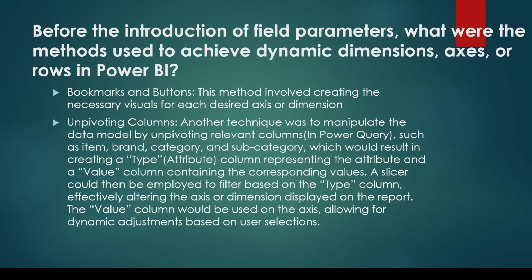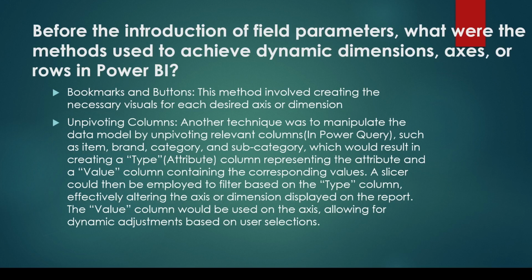You may be asked, if you quote field parameters for dynamic axis and dynamic measure, what was the option you had prior to field parameters to achieve the dynamic dimension or axis. Prior to field parameters, we used to use bookmarks and buttons. That was one option.